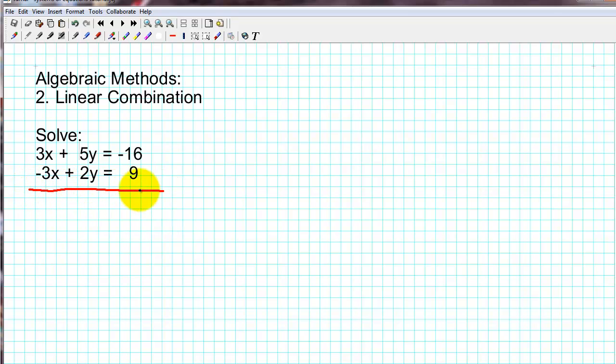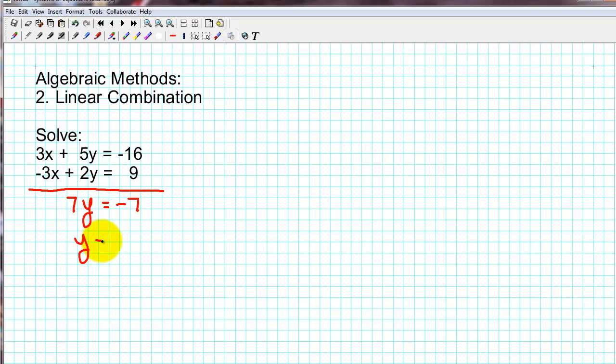So we add like terms. Since the way they're lined up, we add in columns. If I add here, 3x minus 3x is 0x, or it just disappears. Here I have 7y, and negative 16 plus 9 is negative 7. I was able to eliminate one of the letters by adding these two equations together and get a new equation that has only one letter. Sometimes this method, because of what we just did, is also called the elimination method.